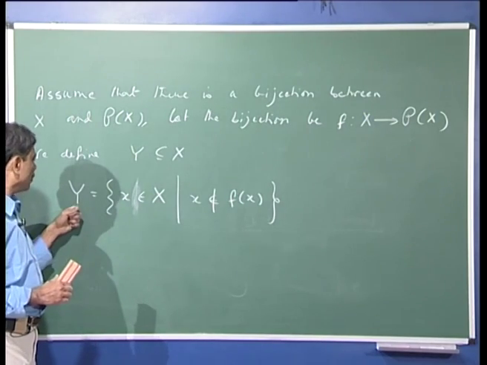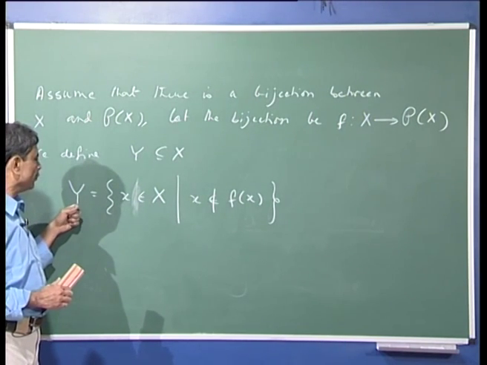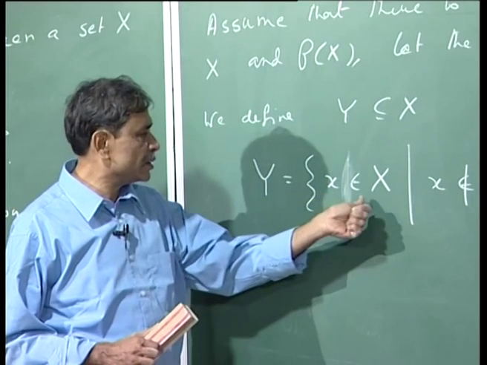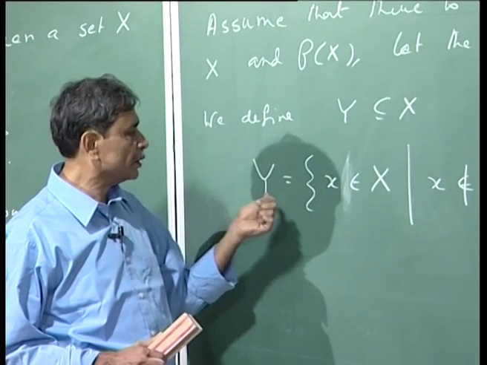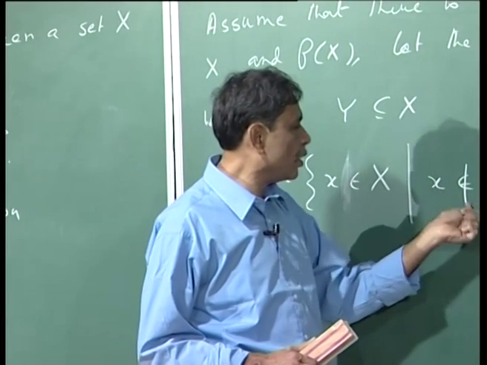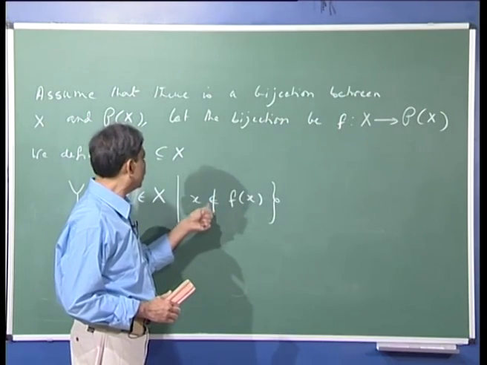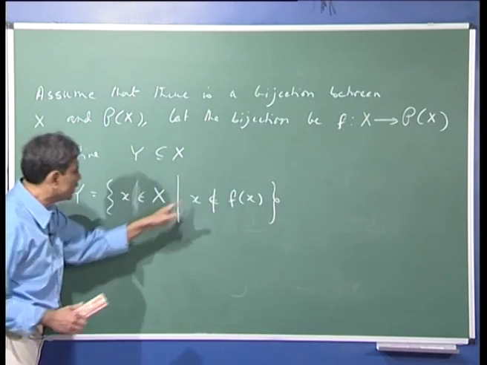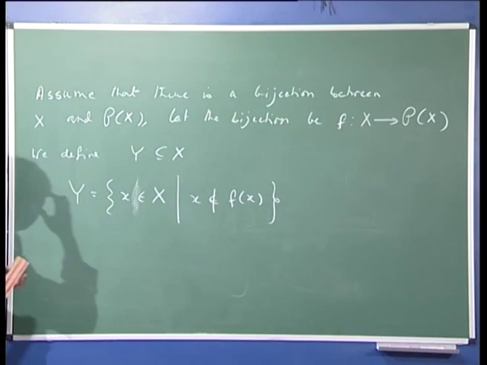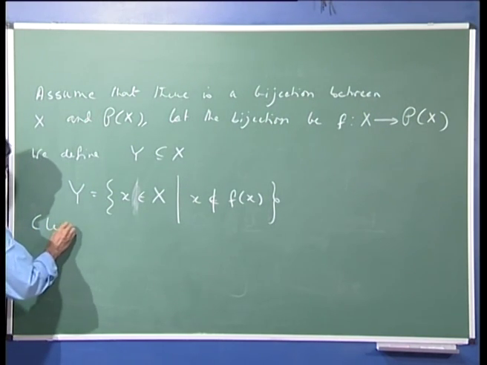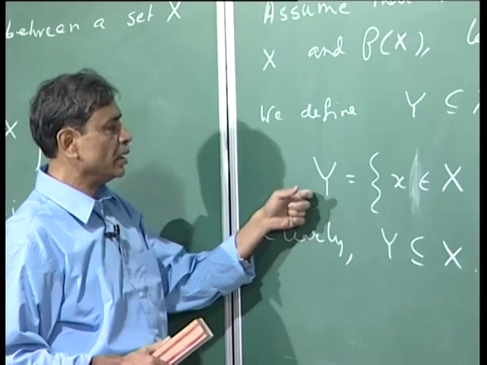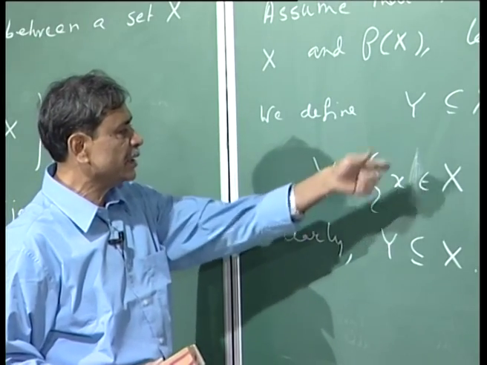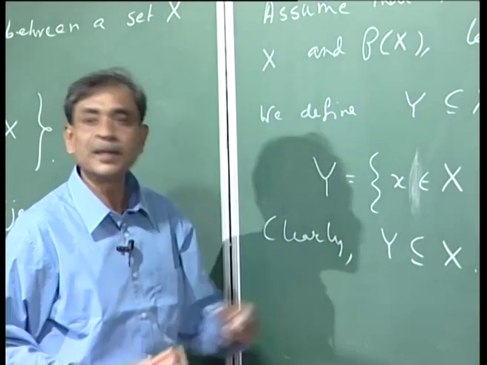All right. So, essentially how are we defining this capital Y? We are saying, look, an element of X will be in this set Y if that element is not an element of the subset of X to which the small x is mapped. This is what it is saying. Now, you can see clearly Y is a subset of X, because Y by definition consists of some elements of X.